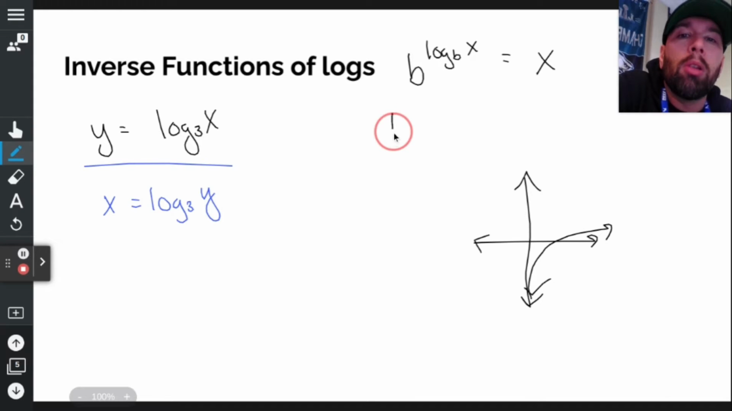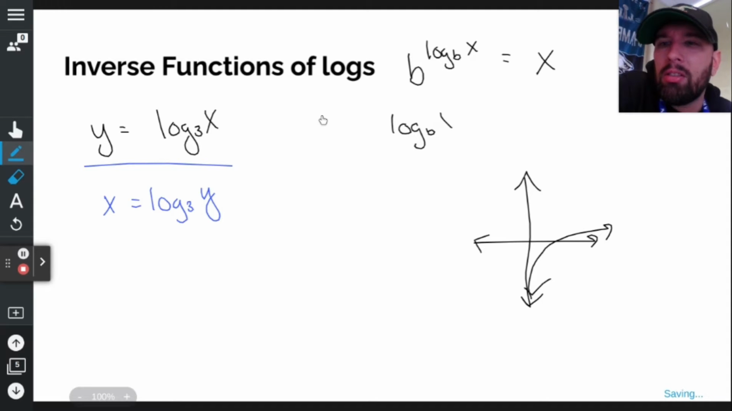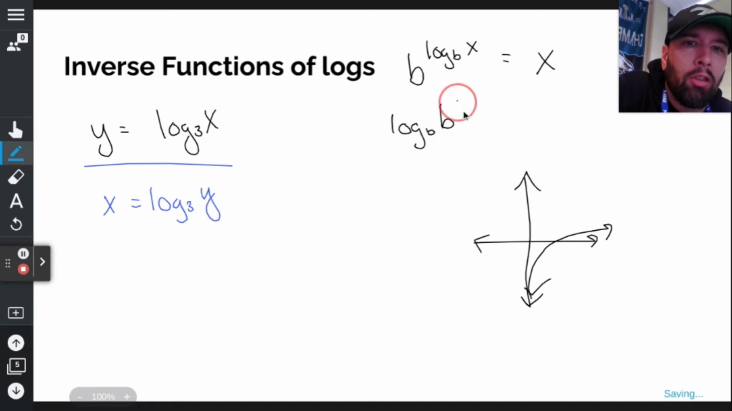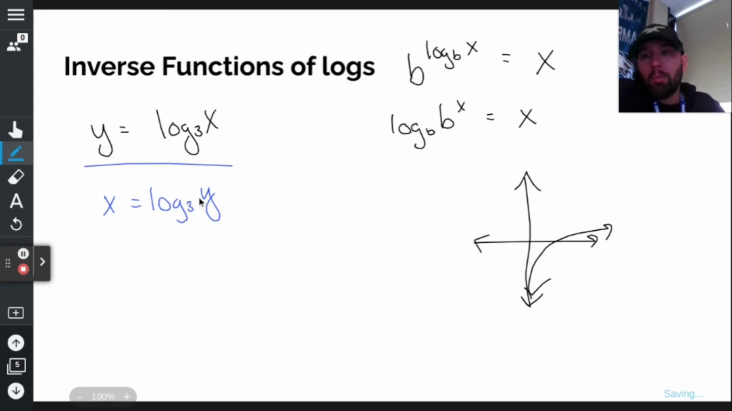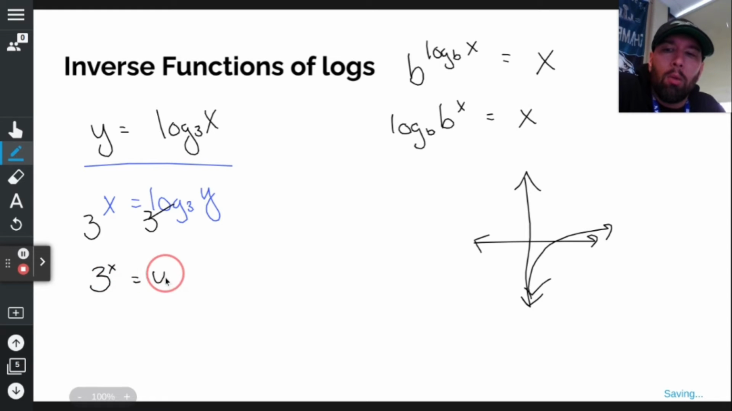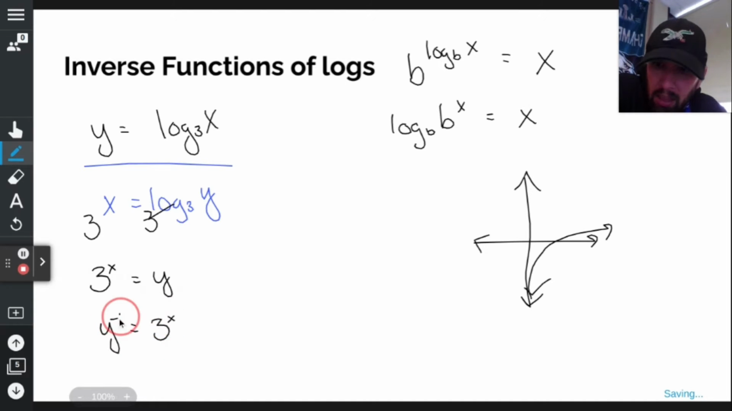Similarly, log base b of b to the x, the b's cancel out, leaving x. So if I want to get rid of the log and get y all by itself, I would take 3 to the power of both sides. Sloppy? Yes. Legal? Yes. 3 to the power of both sides cancels that guy out and leaves me with 3 to the x equals y. Flip-flop to make it look better and make that the inverse.